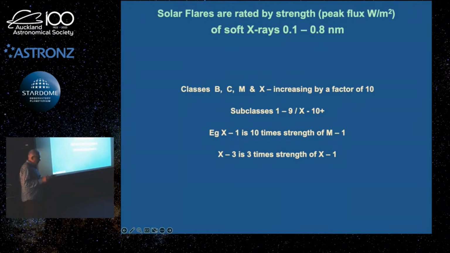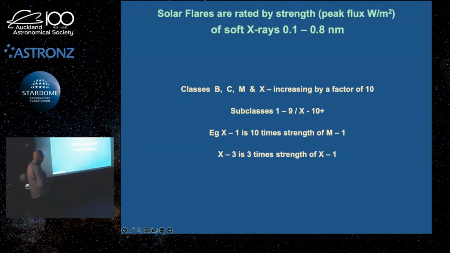X-ray wavelengths you can split into two. The lower energy X-rays, still pretty powerful, are called soft X-rays, and the higher energy end of the spectrum within the X-ray class are called hard X-rays. They look at soft X-rays in the channel between 0.1 and 0.8 nanometer, or 1 to 8 angstroms, depending how you think of it. That's the wavelength of light they look at. They look at the flux, or the strength of the light emitted in these wavelengths, and from there they decide the class B, C, M, or X, increased by a factor of 10, so that's exponential, pretty much like the Richter scale, how they grade earthquakes on Earth.